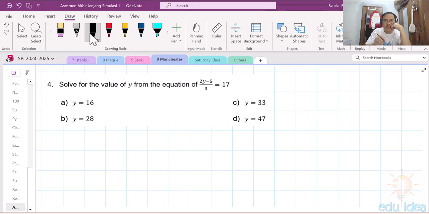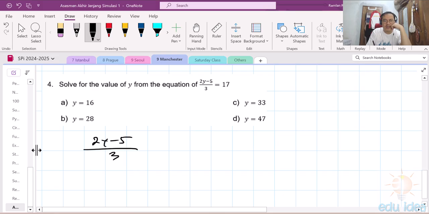If you have a fraction, I think the best way to do this is to get rid of the denominator first. So you have (2y minus 5) over 3 equals 17. I'm going to get rid of this 3 first by multiplying both sides by 3. On the left side it cancels the 3, leaving 2y minus 5, and on the right side it'll be 51.